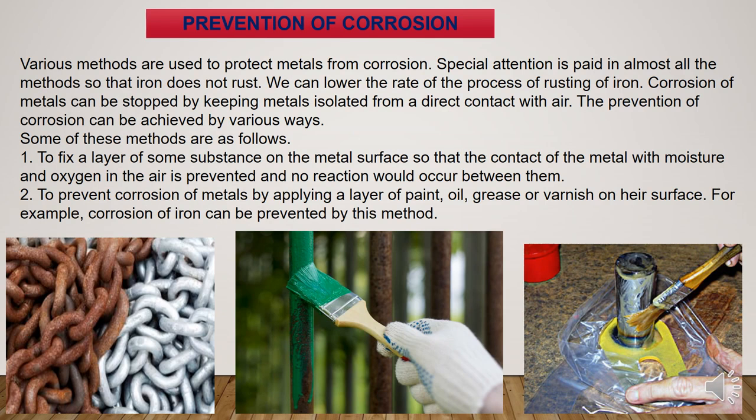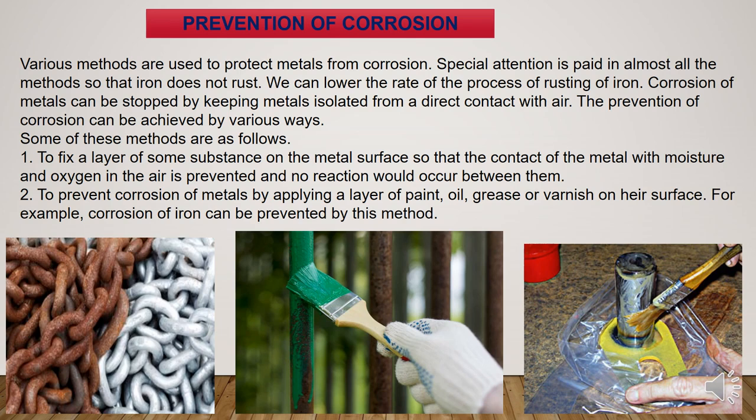Let us understand the prevention of corrosion. In what ways can we prevent corrosion? Now there are a few methods here, very simple, and you must have seen them in your houses also. Okay, so there are various methods which are used to protect metals from corrosion. Special attention is paid in almost all the methods so that iron doesn't catch rust. Okay, so we can lower the rate of the process of rusting of iron.